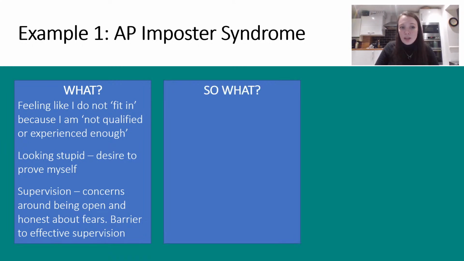Thinking about so what then, so the analysis section of the reflective model, my anxiety basically had become unhelpful. It had become massively unhelpful. It made me not want to speak in meetings. It just made me not want to engage with any sort of professional discussion. It became a massive barrier.